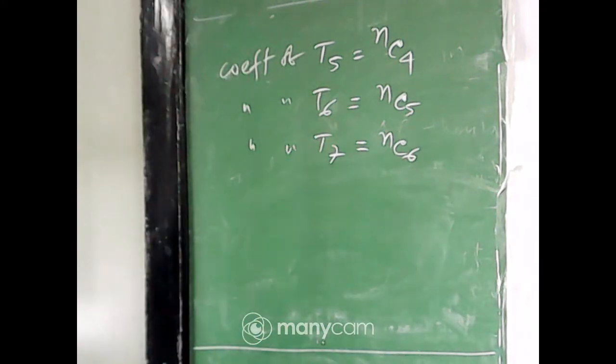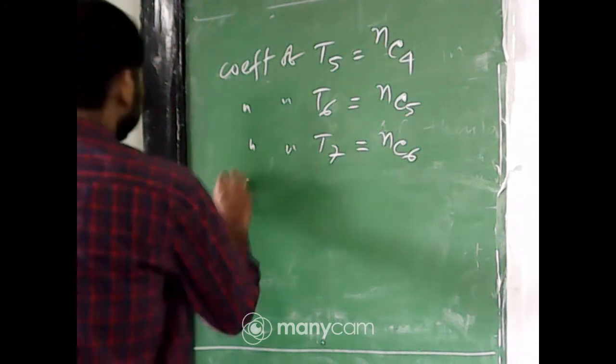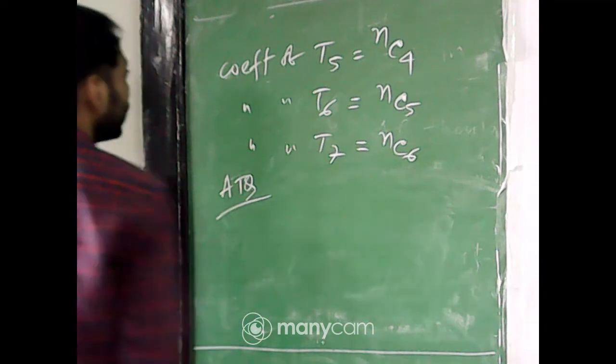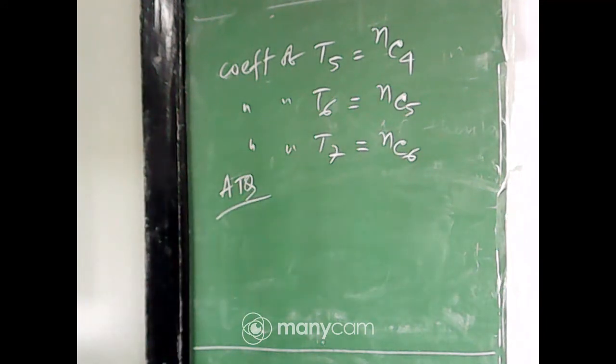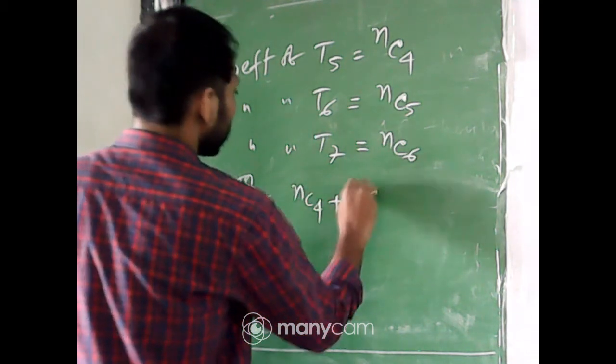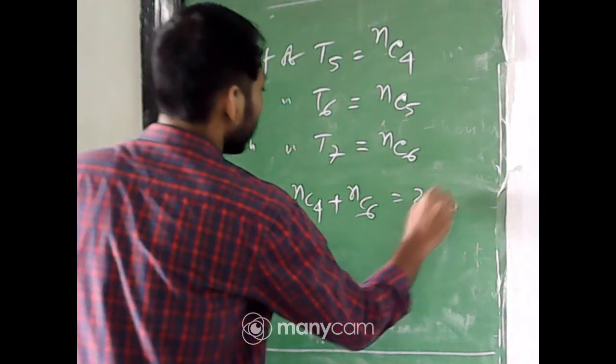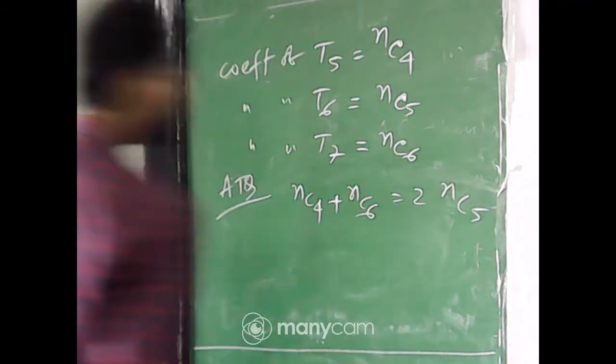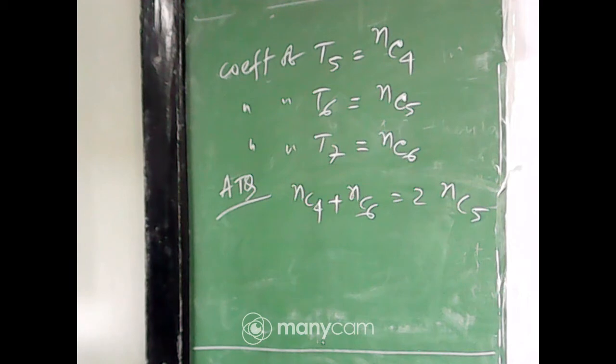So according to the question, or according to the condition, nC4, nC5 and nC6 are in AP. That means nC4 plus nC6 equals 2 into nC5. Okay. nC4 plus nC6 equals 2 into nC5.